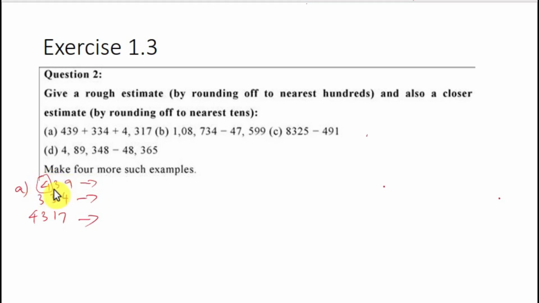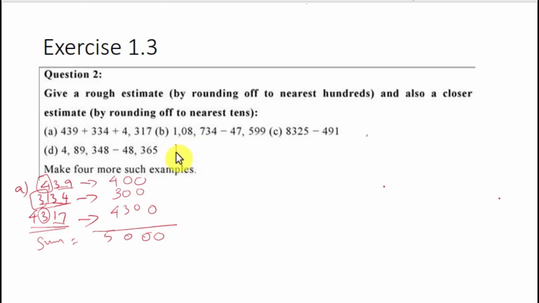Here 39 is close to 0, so no need of changing the 100 place. So 334, this also 34 is close to 0, so no need of changing the 100 place. So 300. 334 is close to 300. Here also, when we are rounding off to the nearest 100, 17 is close to 0, so 4300. So the estimated sum is equal to 5,000.